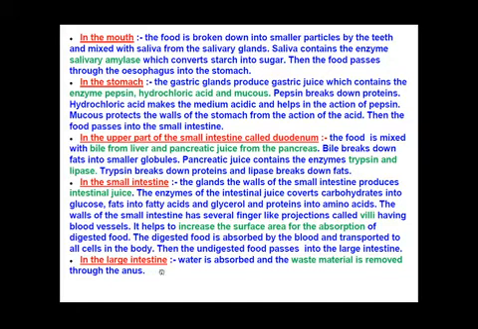In the large intestine, any extra water present in the undigested food is reabsorbed by our body, and whatever waste material is present is then expelled out of our body through the anus. Okay students, so this completes the whole working of our digestive system.